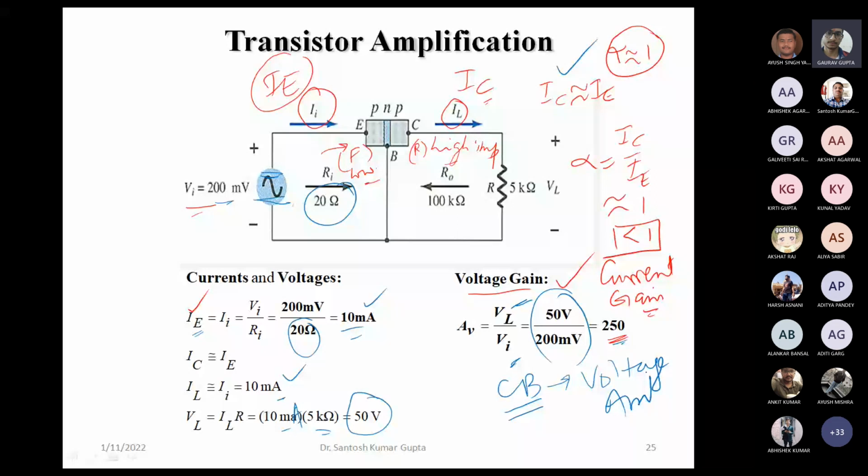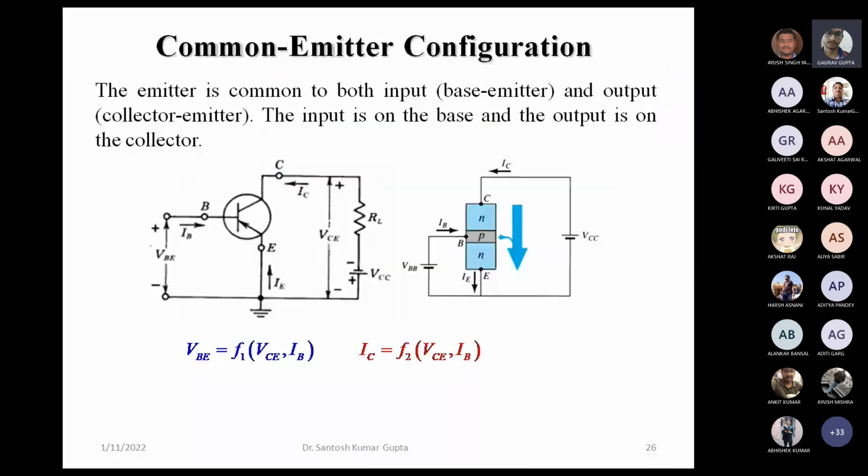Another configuration we can see now is the common emitter. In the common emitter, the emitter terminal is kept common to both sides. This is the input side, and this is the output side. The input voltage and input current are given between base and emitter, and the output is taken between collector and emitter.